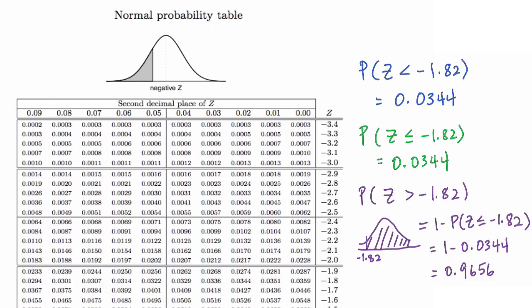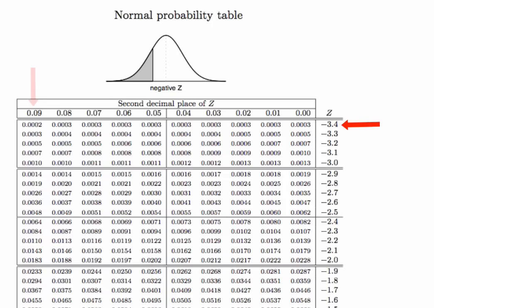Note that the smallest value in the table is negative 3.49. And the probability of being less than this value is very small, only 0.0002.